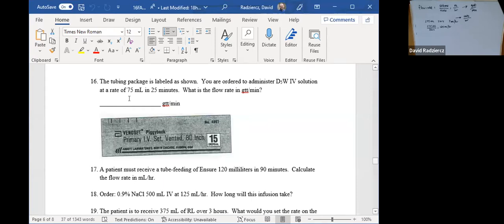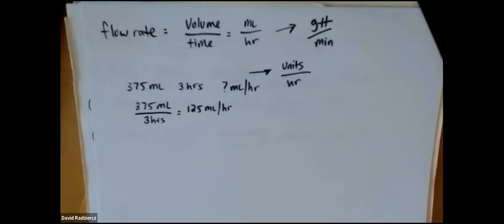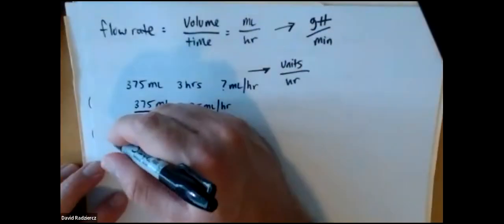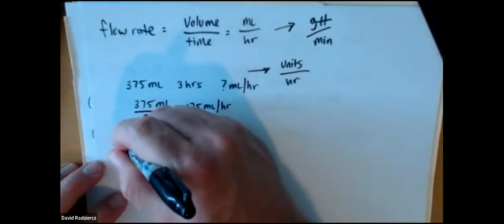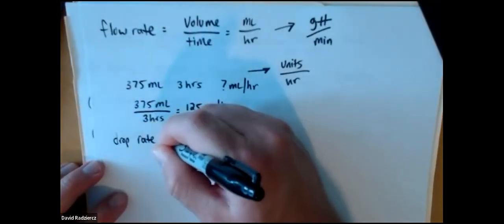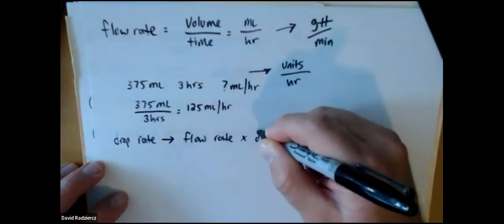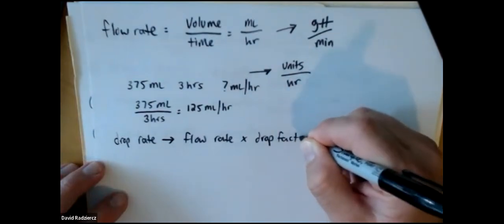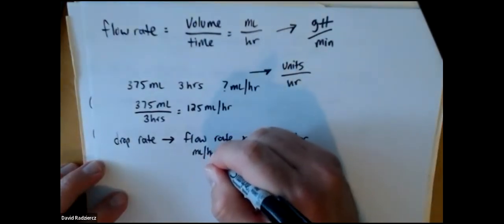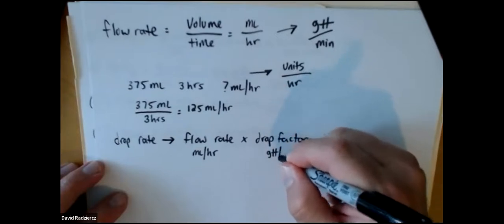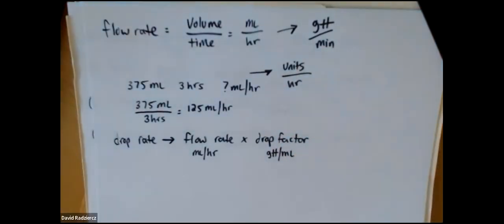Now, where things get a little bit challenging is when we have the drop factor stuff. So in order to calculate drop rate, we need two pieces of information. We need the flow rate and we need the drop factor. Flow rate is typically milliliters per hour. Drop factor is typically drops per milliliter. So you're seeing the drops is GTT. I know that looks like an H, but it's GTT.